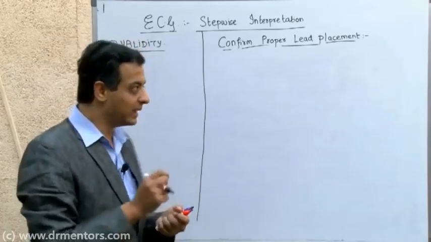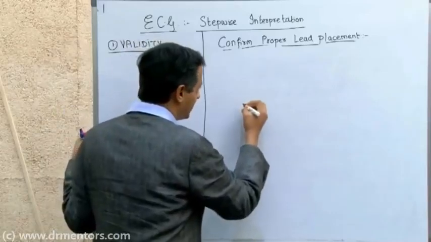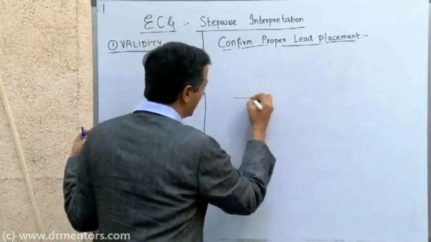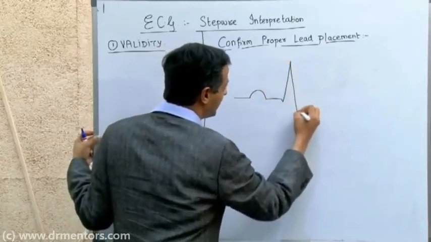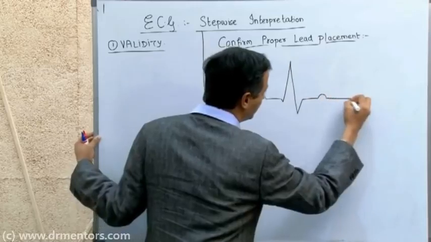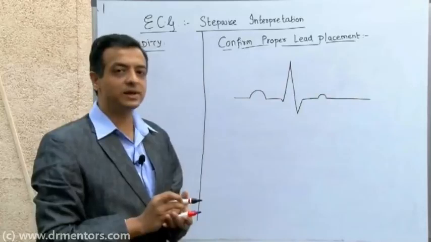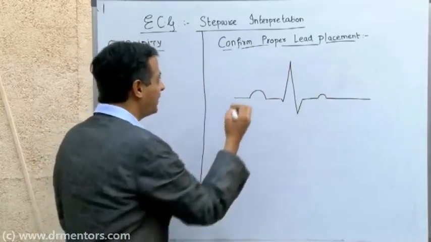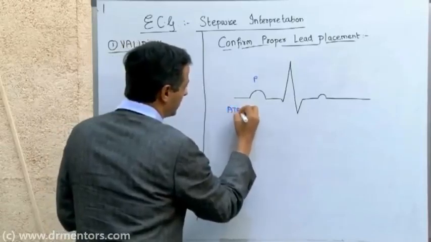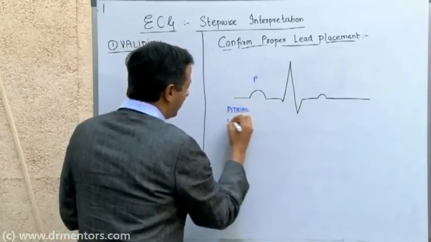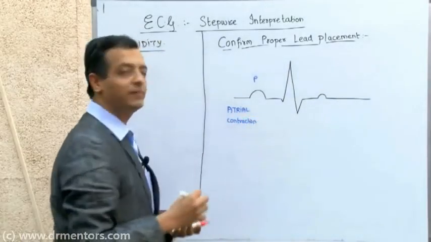How do we do that? If I tell you to draw the normal waveforms of the ECG, how do we draw that? We have got the P wave, we have got the QRS complex and we have got the T wave. Let us enumerate the points on these waves. What do each of them denote? The P wave is suggestive of the atrial contraction.